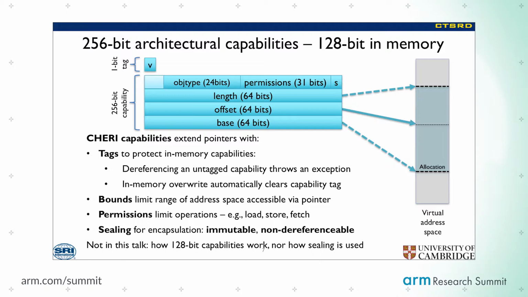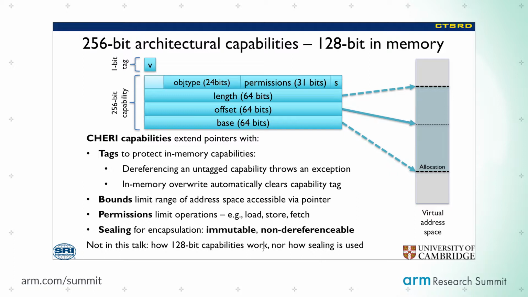So the first thing we do is we extend the pointer with an in-hardware tag that's going to track the provenance, validity, and integrity. If you want to dereference a pointer, then it has to have the tag present. If the tag isn't present, we're going to throw an exception. So we're not able to dereference it if it's been tampered with. If it's overwritten in memory, let's say the pointer, the tag is going to be automatically and atomically cleared. So if there are race conditions in the updating of pointers or attacks involving buffer overflows and so on, we're able to catch that and prevent dereference.